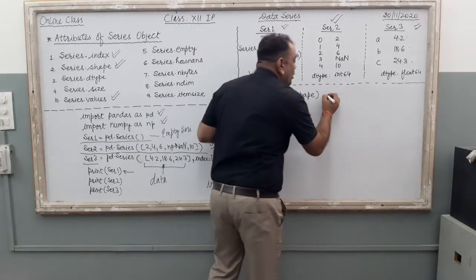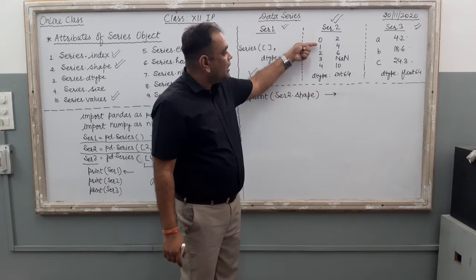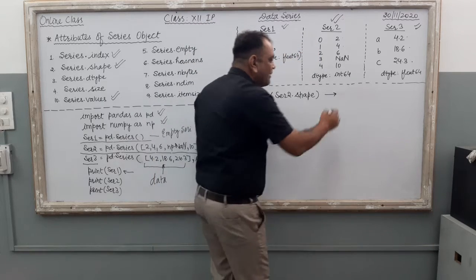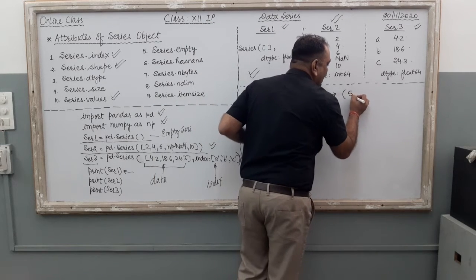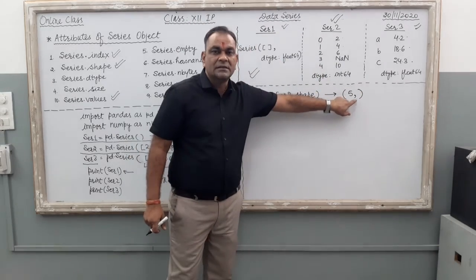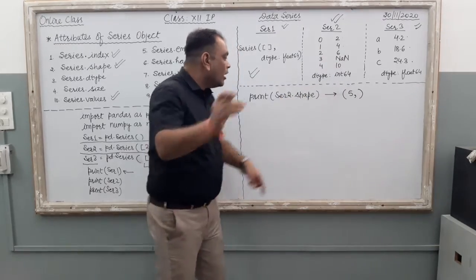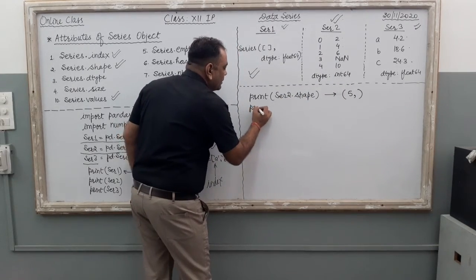So the output over here, the computer is going to count total elements. 1 2 3 4 5. Total 5 elements are there, and the output of this one is like this in the tuple formation. It is the tuple, a small bracket with comma. Clear? Series 2.